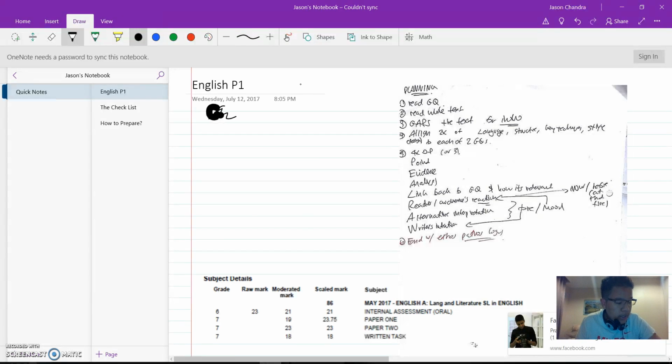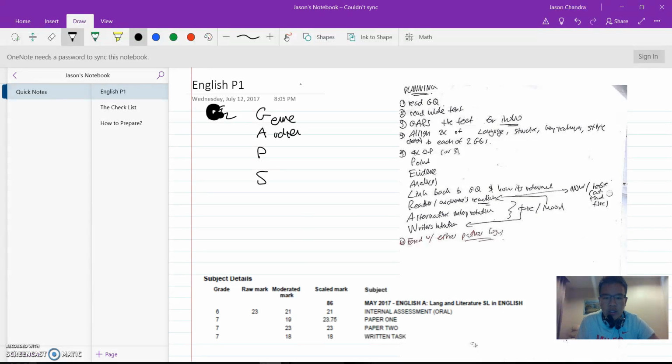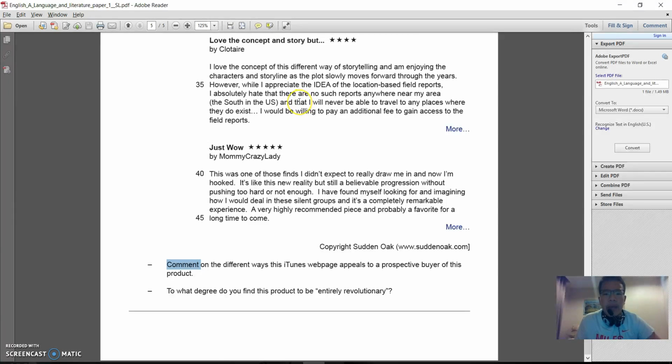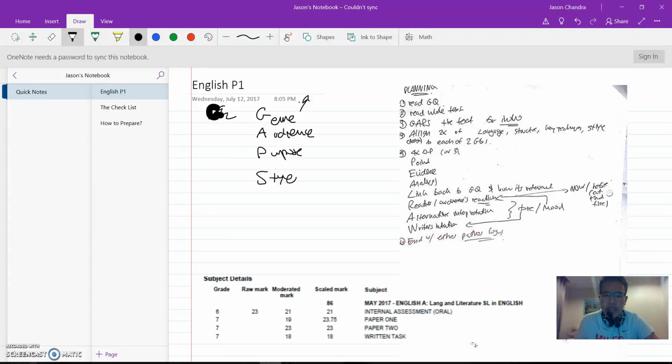Once you read the guiding questions and the whole text, you do GAPS. GAPS stands for genre, audience, purpose, and style. So just brainstorm it on the spot. What is the genre? What is the text type? I would say it's a page in an iTunes, an online page in the iTunes App Store. Make it really, really specific.